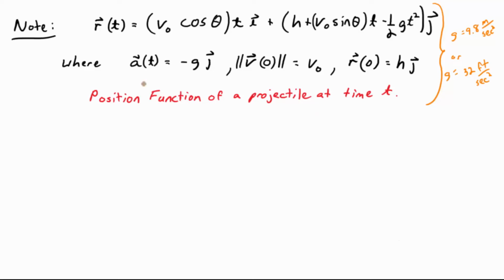Okay, so this is where A of t is negative g times j, right? Before we used 32, but in general it's negative g. And then the magnitude of v of 0 is v naught, and r of 0 is h, the initial height, times j. And of course, the assumption is that r of t is your path of the projectile.